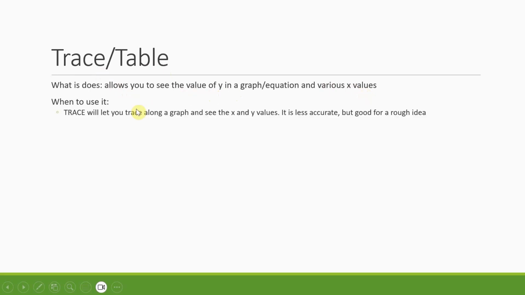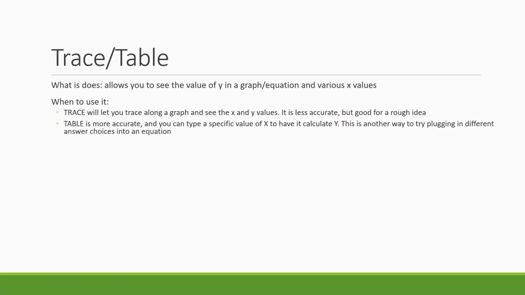So I would use these in these situations. Trace, as I said, is less useful. I say less accurate, but it still is perfectly accurate with the x and y they give you. You just can't necessarily say, I want to try it for x is 2.38. You just kind of slide along the graph. In other words, you're tracing along the graph, and it's just going to tell you what the x and y is wherever your cursor is. So it's kind of hard to get the exact number you want, but it's good for getting a rough idea of where something is if that's all you need.